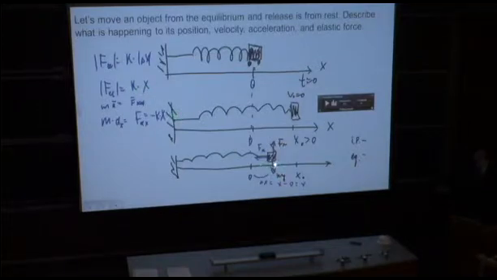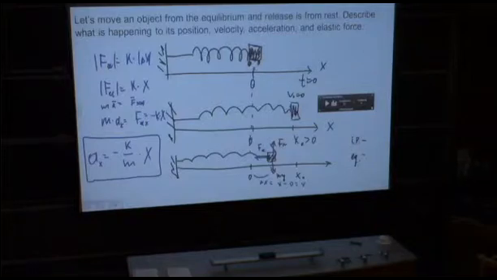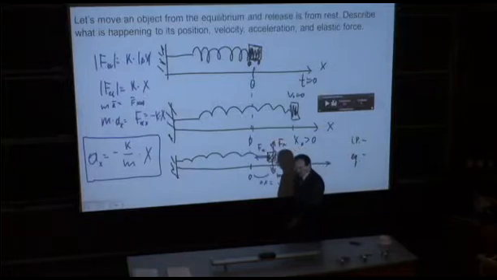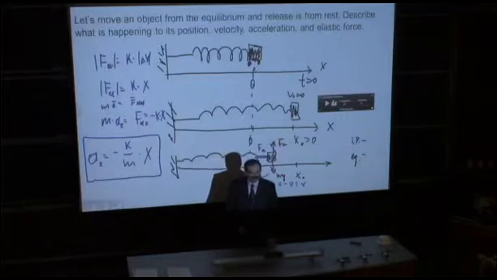k times x equals the magnitude, which is a positive number. But the component has to be negative. The component points to the left. So a is equal to, this is the equation. That's Newton's law for a cart attached to a spring and moving horizontally.